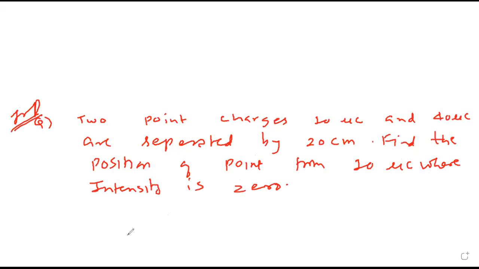Two point charges 10 microcoulomb and 40 microcoulomb are separated by 20 centimeter. Find the position of a point from 10 microcoulomb where intensity is 0. Written the question? Write it so that I can rub and draw the diagram to understand direction.